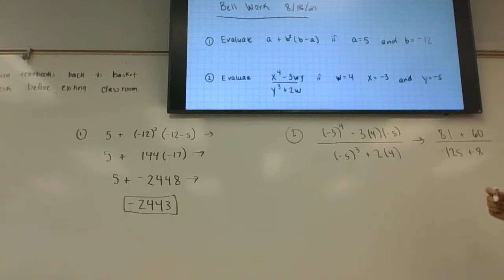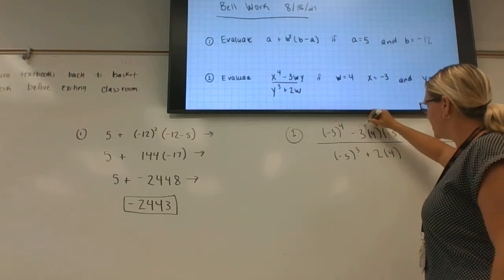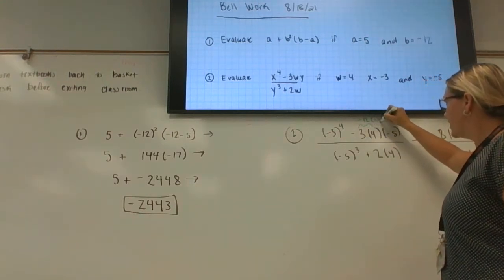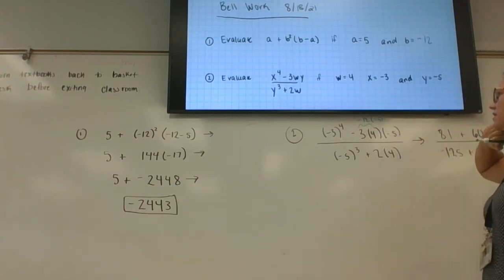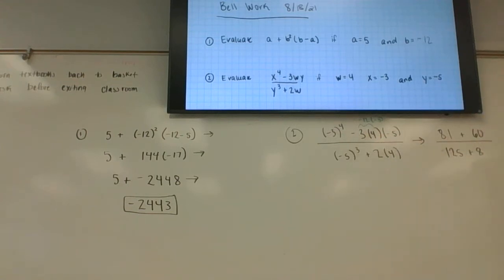So I did step by step. I did 3 times 4 first, which is 12. And so that would be -12 times -5. And that's multiplication there. 12 times 5 is 60. You got 2 negative signs, making it come out positive.